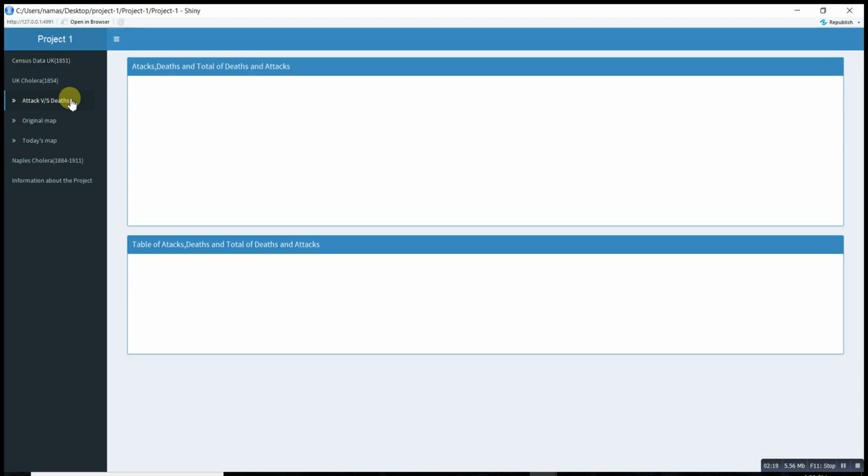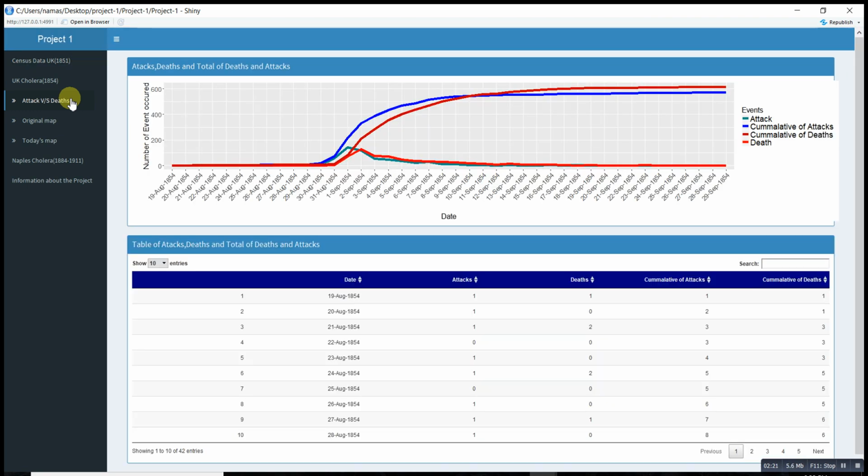This is for the UK cholera outbreak, which occurred in 1854. Here, as you can see, there is a line graph which is created for date versus the number of events occurred. Events are attacks, cumulative of attacks, cumulative deaths, and the deaths. Let me explain this more clearly. As you can see, the dates are on the x-axis.